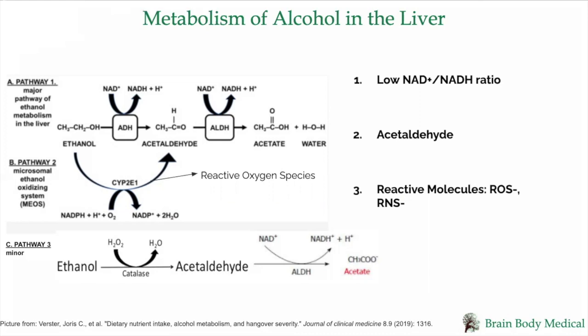and that again uses NAD to get to acetate. So at the end of the metabolism of alcohol in the liver, you have three different compounds that are not so good for the liver cell. You have a high amount of NADH because NAD plus is being utilized. You have a lot of acetaldehyde, and you have a lot of these reactive molecules that are generated because of the CYP2E1 system. Pathway 2 is usually not used. It's only used if we drink too much alcohol or alcohol cannot be metabolized by pathway 1.